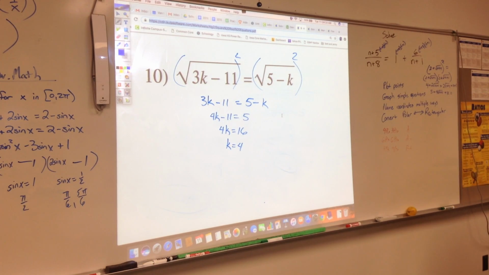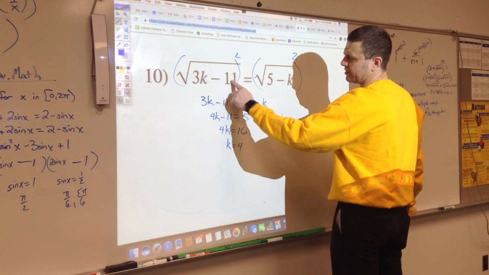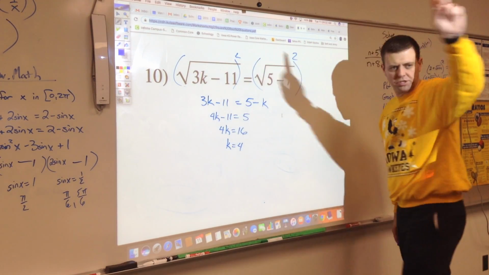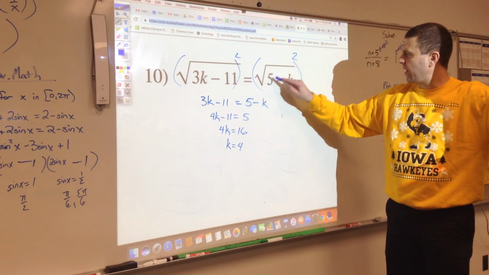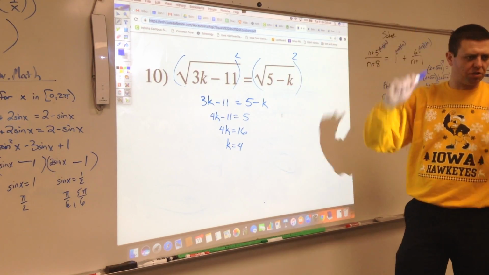Any other questions? And then we would plug that into the original equation. Make sure it works. 3 times 4 is 12. 12 minus 11 is 1. The square root of 1 is still 1. 5 minus 4 is 1. The square root of 1 is still 1. 1 is equal to 1. So yay, it works.